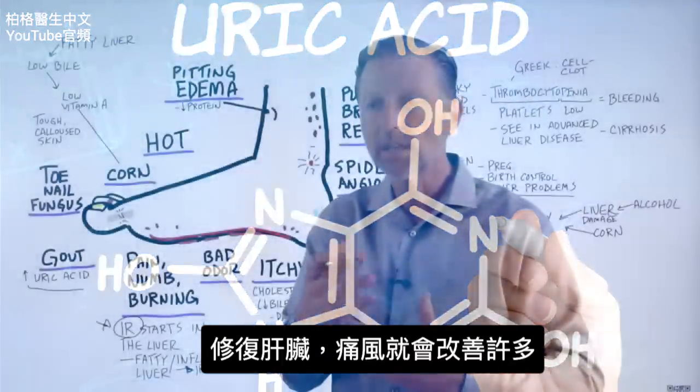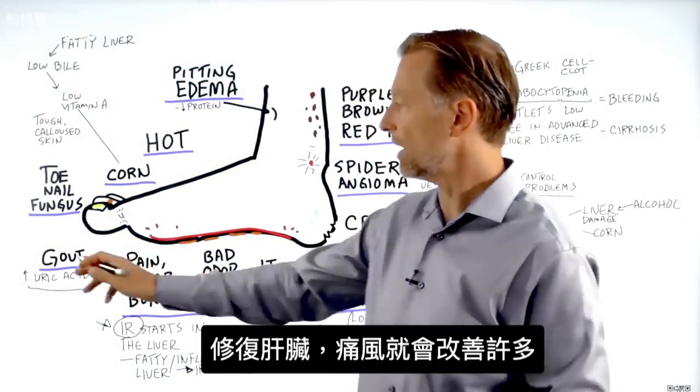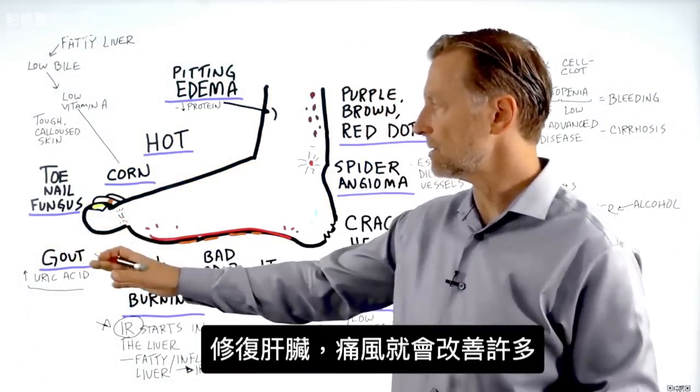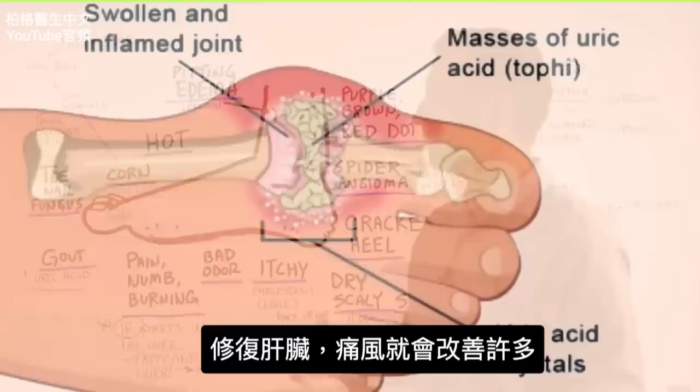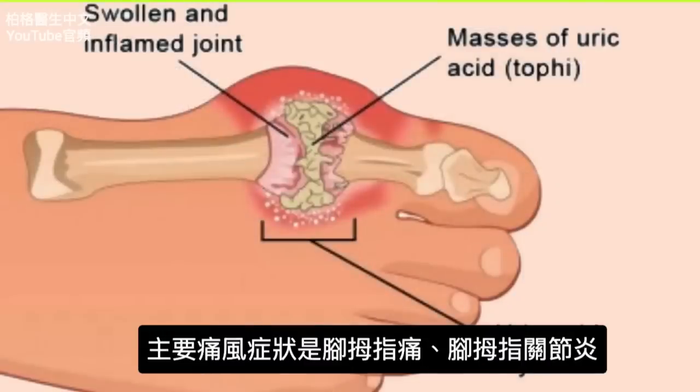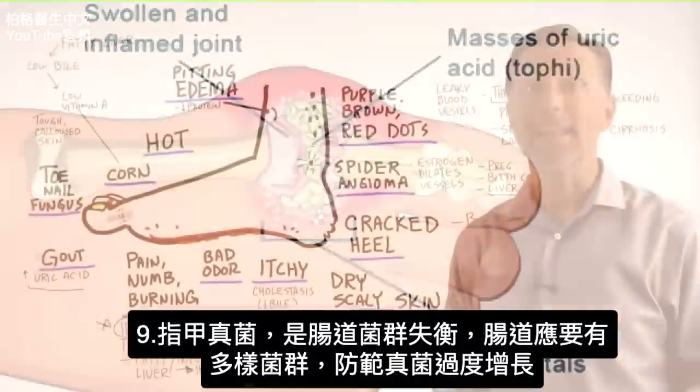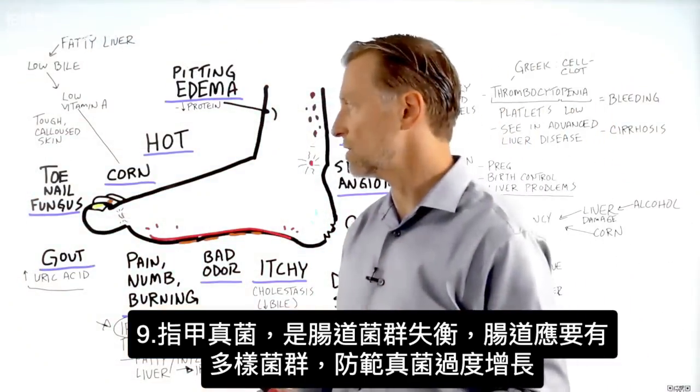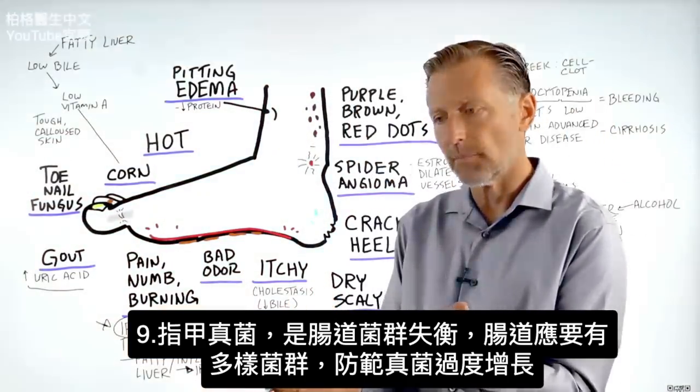And so as you fix the liver and work on the liver, you're going to find your gout attacks, your gout symptoms are going to be much better. But the main gout symptom is pain in this big toe and this joint right through here. There's inflammation right there. All right, now we have toenail fungus, which usually is an imbalance of microbes.